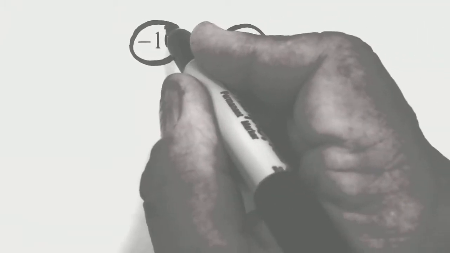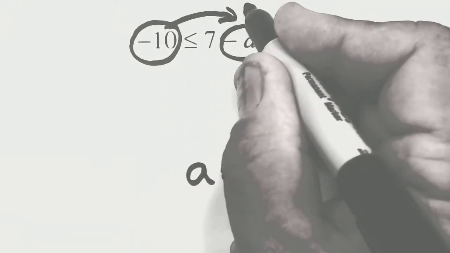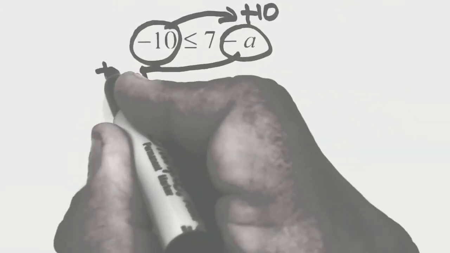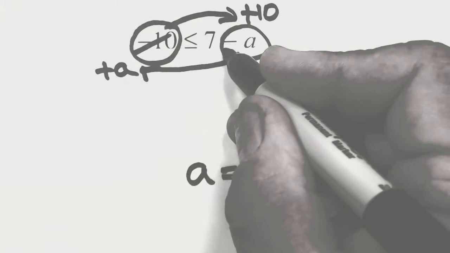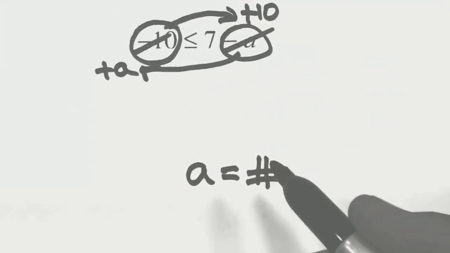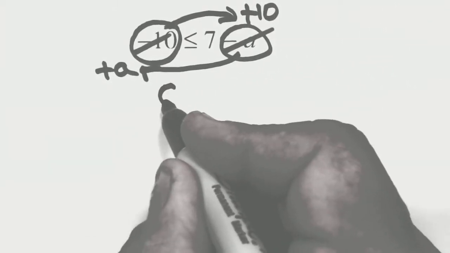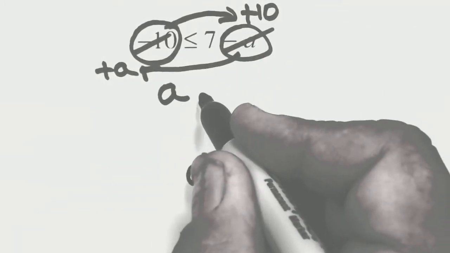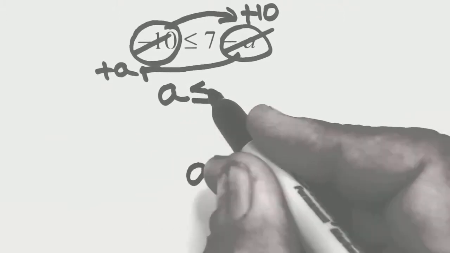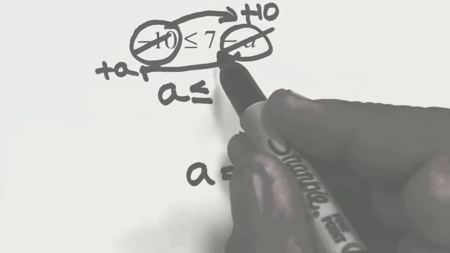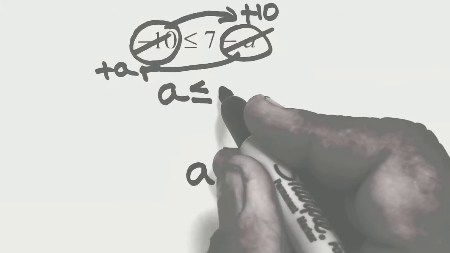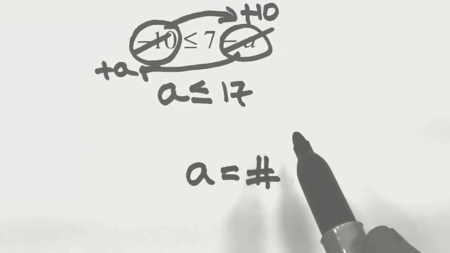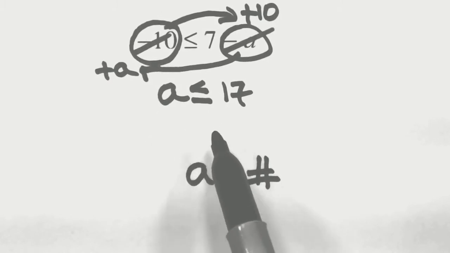Okay, let's move both of these. Minus 10 goes over to the right as plus 10. Minus a comes over to the left as plus a. Okay, we moved the minus 10 and the minus a. Let's see what we have left. We've got the a with the plus in front. You can write the plus or leave it off. Now, we've moved things. When you move things, you never flip the inequality. So we leave it the way it is, and 7 plus 10 is 17. Okay, well, there's our answer: a less than or equal to 17.